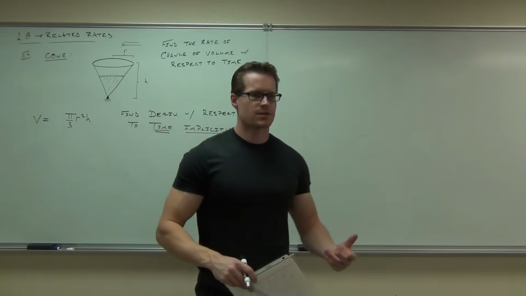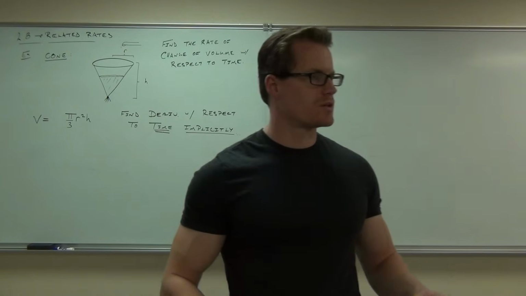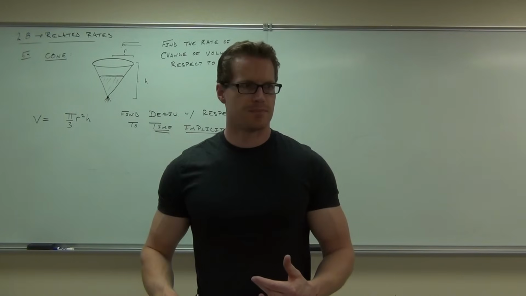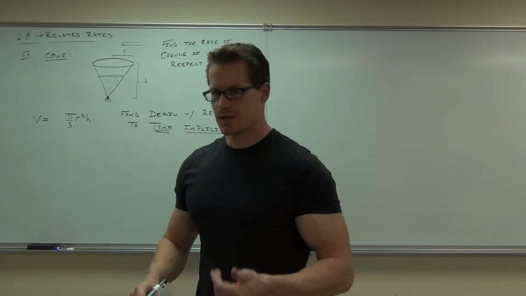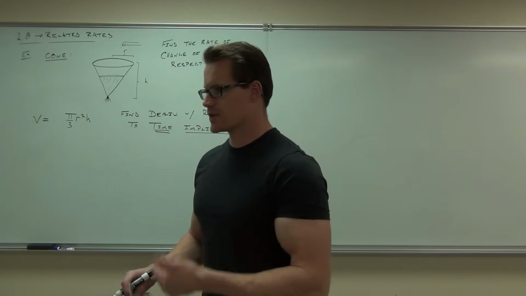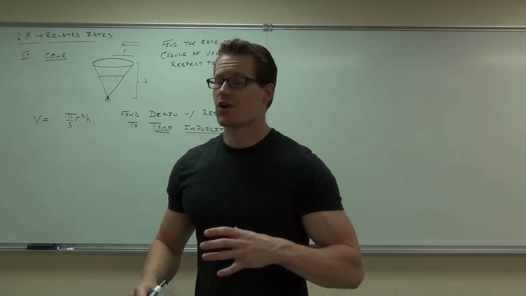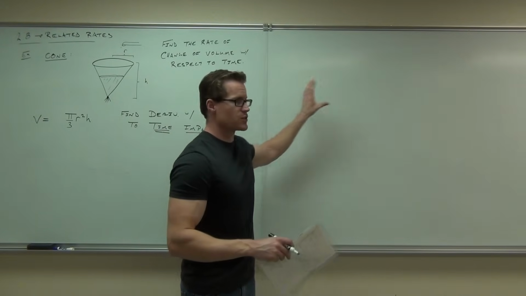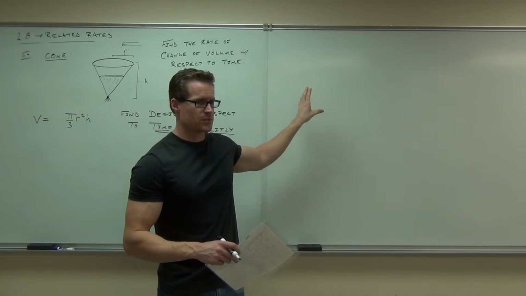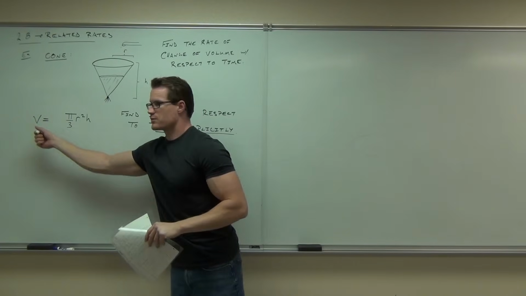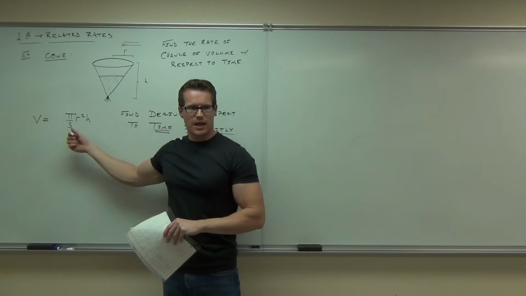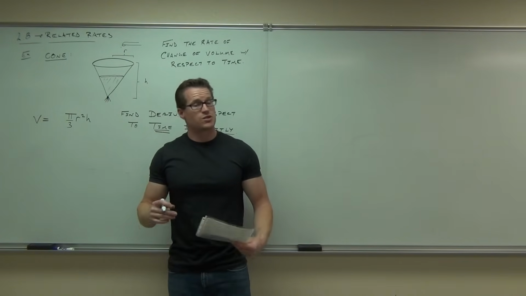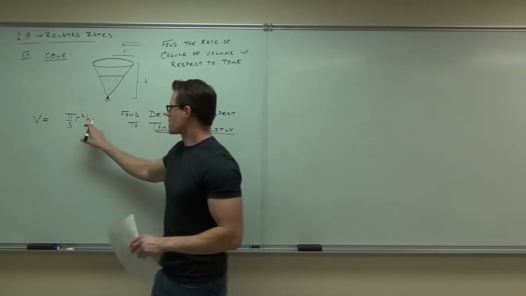Why can we do this? Why is this allowed for us to do? Well, think about it. Is volume changing according to time? Is the radius changing according to time? Is the height changing according to time? All of those things are then functions of t, functions of time. Just like y was a function of x in our earlier implicit differentiation problems, all of these are now functions. Well, pi over 3 is not, that's a constant, but h and r and v are all functions in terms of time.